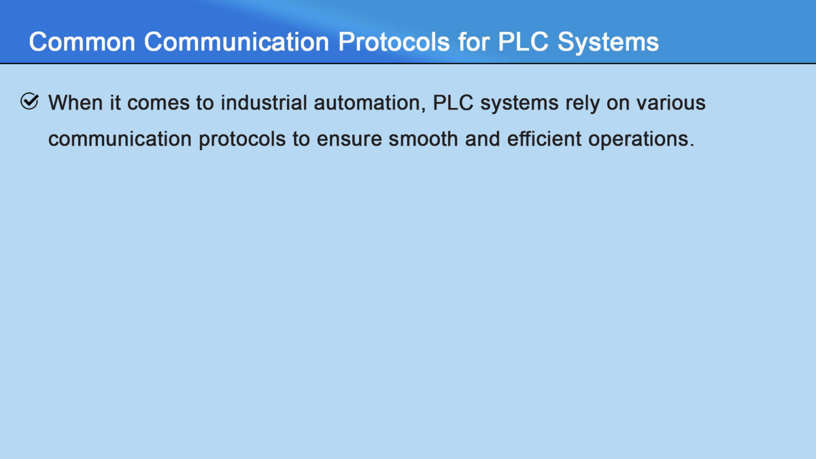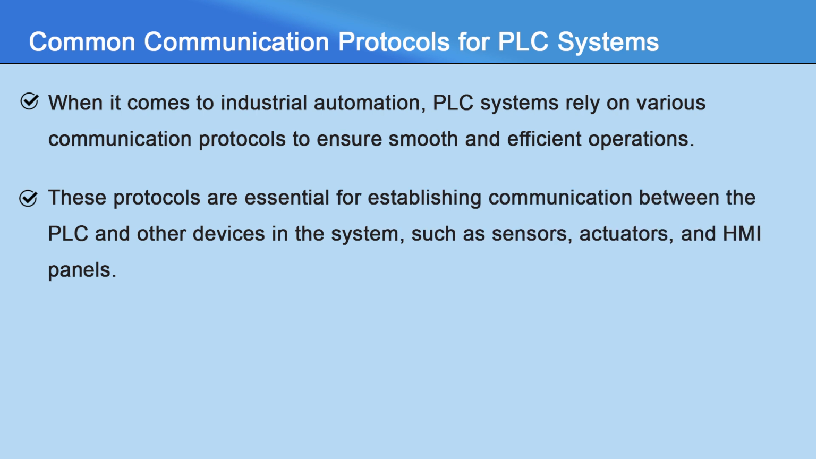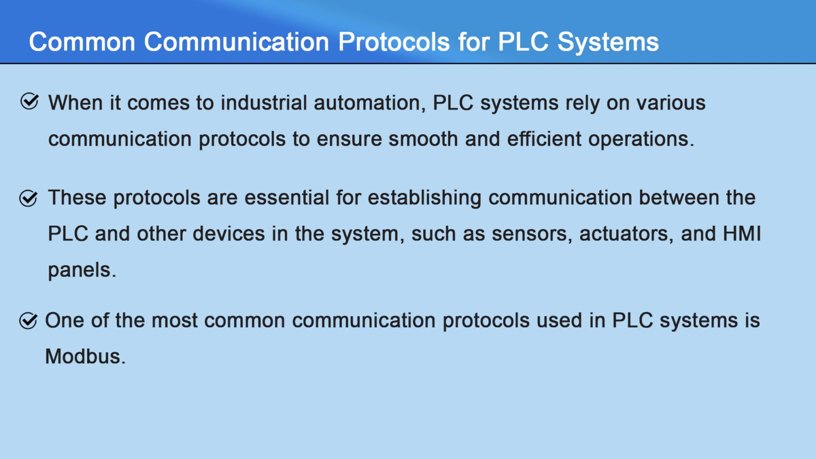When it comes to industrial automation, PLC systems mainly rely on various communication protocols to ensure smooth and efficient operations. These protocols are essential for establishing communication between the PLC and other devices in the system, like sensors, actuators and HMI panels. One of the most common communication protocols used in PLC systems is Modbus.